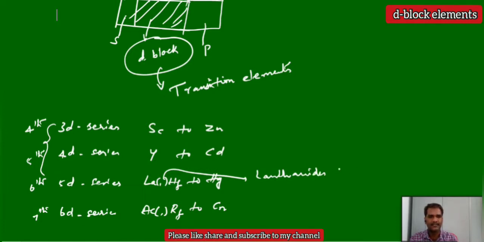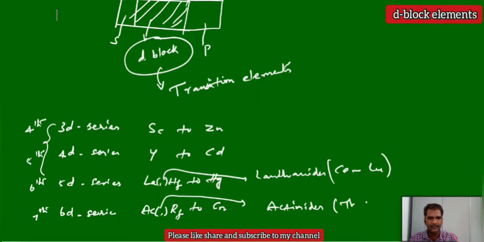There are 14 elements, lanthanides from cerium to lutetium. These are the 14 elements present between lanthanum and hafnium. Similarly, here this gap is the actinides, 14 elements, again from thorium to lawrencium. So these two groups we can study separately.